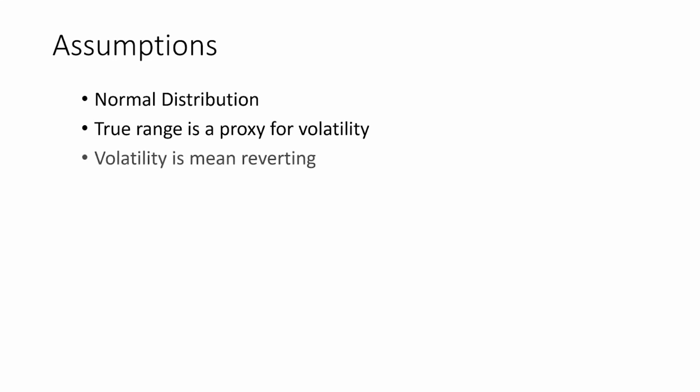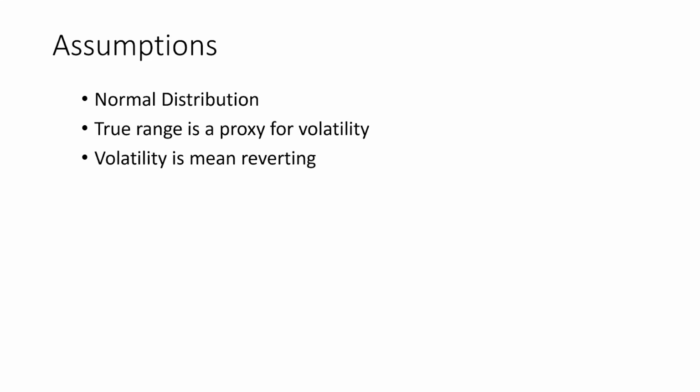Now, why do you want to do this statistic to begin with? You're assuming that market data is normally distributed. I can tell you it is. I did tons of research on this when I was much younger than I am. Market data is normally distributed. True range is a proxy for volatility, and volatility is mean reverting. These are all things that I've done research on over the years. These are all things that I've published on over the years.